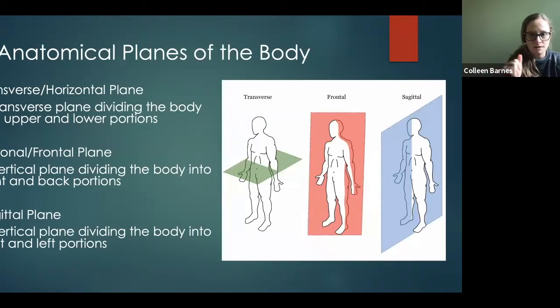We've already seen this slide, but going over it again, because it's kind of hard to learn if it's your first time. The photo on the left is the green rectangle, the transverse or horizontal plane. This divides the body into upper and lower portions. The middle picture with the red rectangle is the coronal or frontal plane, dividing the body into front and back halves. And the sagittal plane is the blue rectangle on the right, the vertical plane dividing the body into left and right portions. How does this relate to dance?